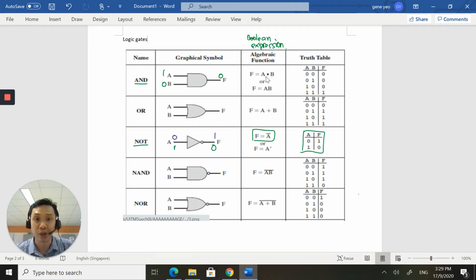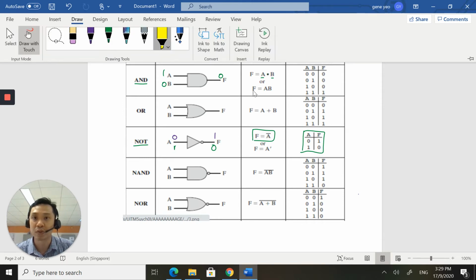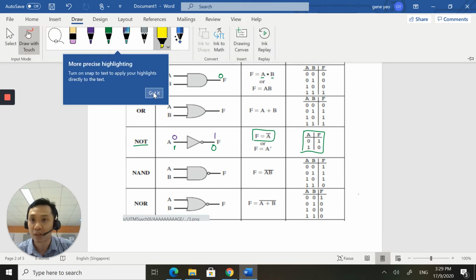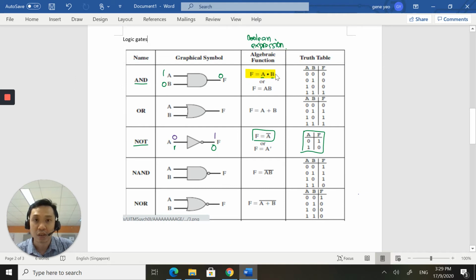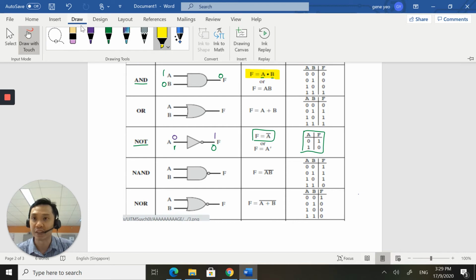And the Boolean expression is a dot. So if I want to say A and B, I have to write A dot B. The dot stands for AND. Okay, so let me highlight this for you. So if I want to represent AND, it's a dot. So A and B. Okay, so this is an AND gate.